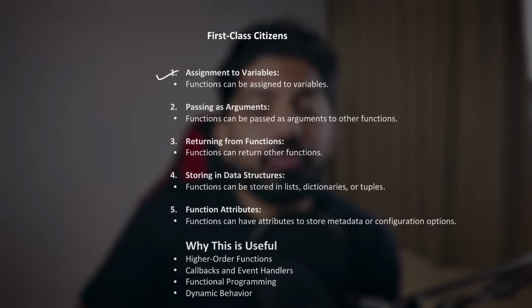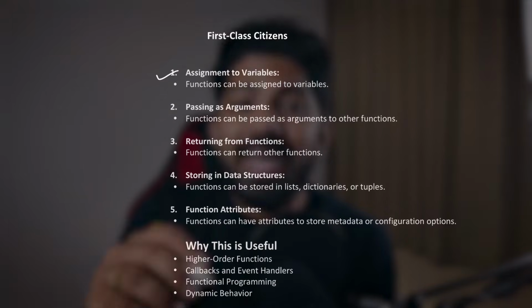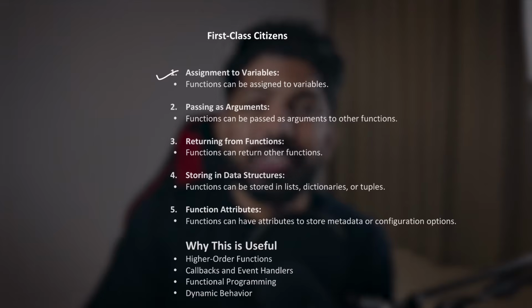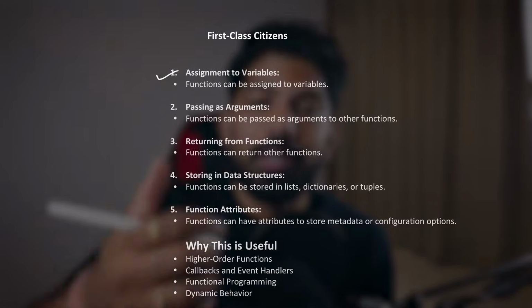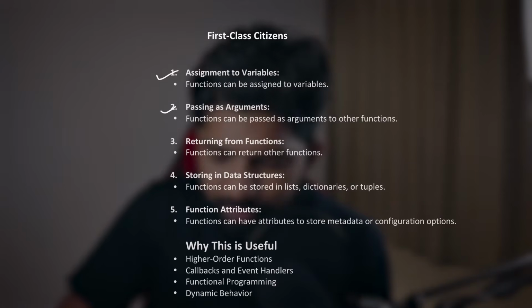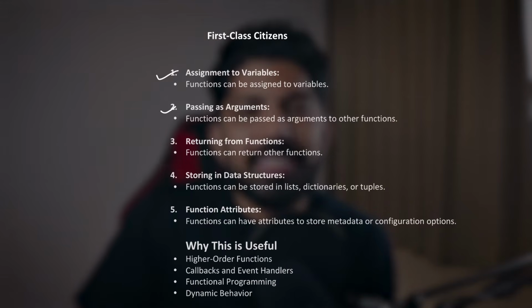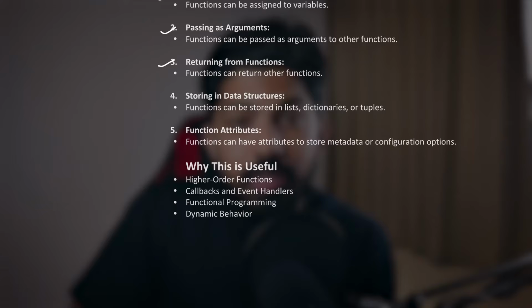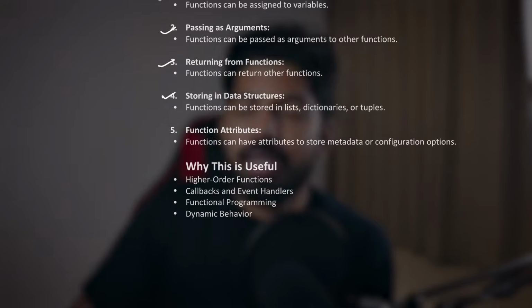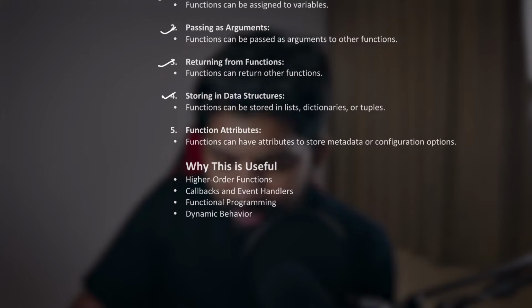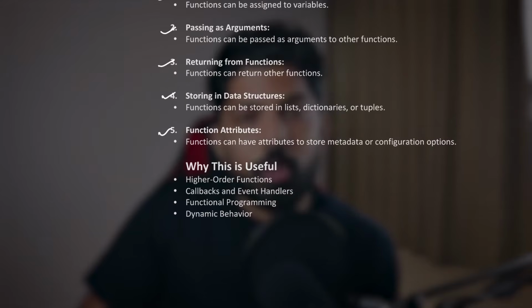The second point is that functions can be passed as arguments. It can be useful for higher order functions, which can take a function as an input and also can return them. So you can say functions can be passed as arguments to other functions. The third point is that functions can be returned from other functions. The fourth point is that functions can be stored in data structures like dictionaries, tuples, or lists. And last but not least, functions can have attributes to store metadata or configuration options.